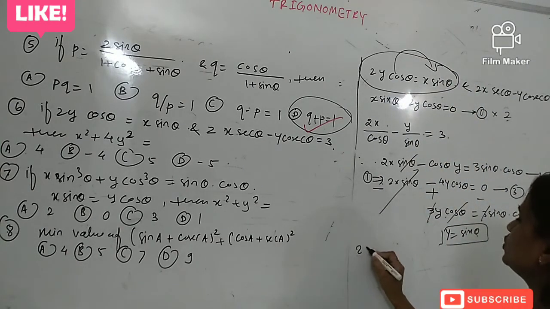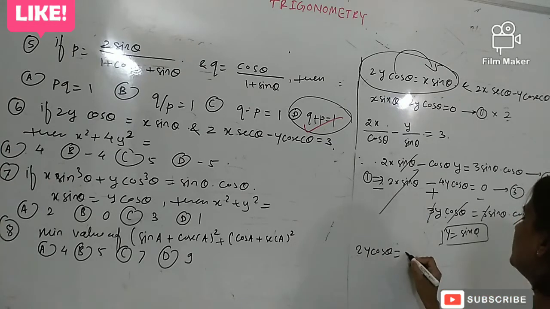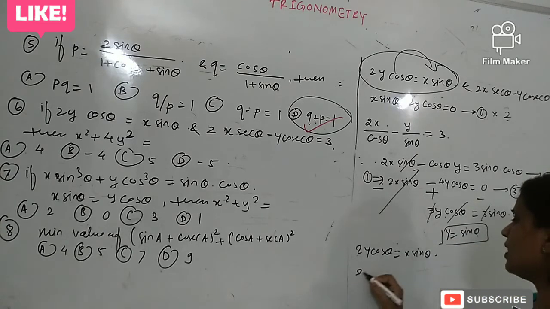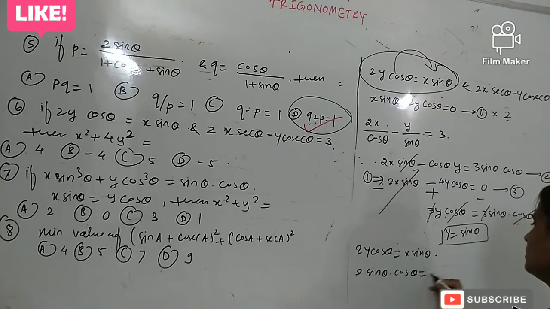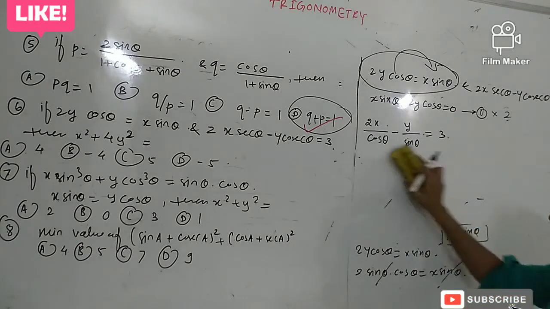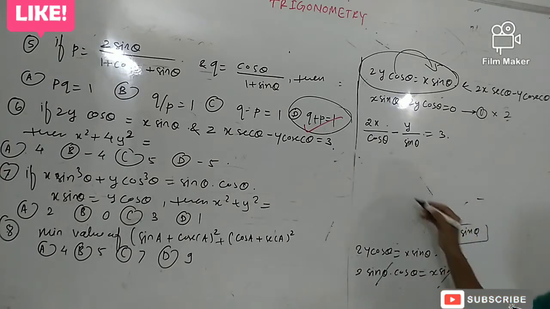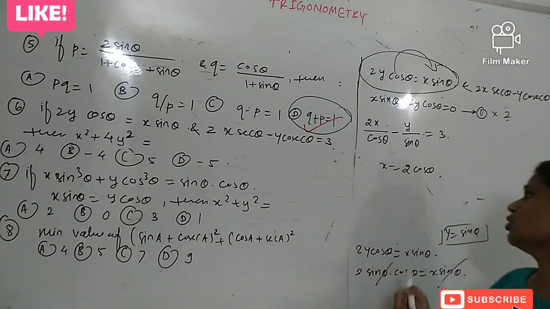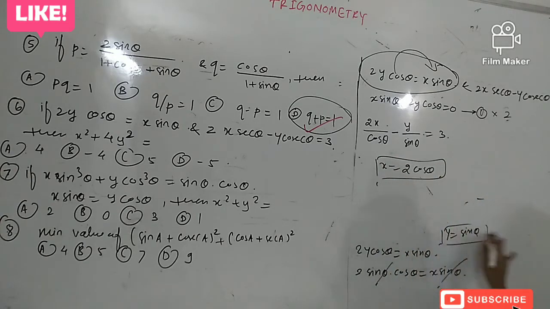So this equation is 2y cos theta is equal to x sine theta, and just put the value of y. So what is the value of y? The y value is sine theta, so sine theta into cos theta is equal to x sine theta. Okay, so this sine theta gets cancelled, and the x value is 2 cos theta. So our problem gets solved. We got the x value and y value.